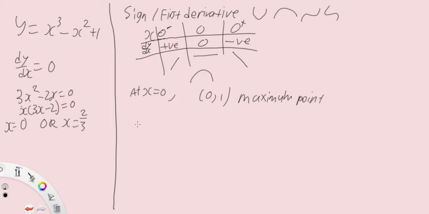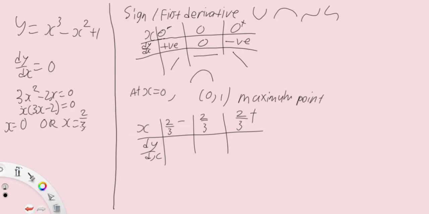If you do the same thing for 2/3, we have slightly less than 2/3, then 2/3, then slightly more than 2/3, with dy/dx. Going back to the derivative function, if x is slightly less than 2/3, x is positive and 3x minus 2 is slightly negative, therefore we have a negative gradient. At 2/3, we know that dy/dx is 0, so that's just 0. At slightly more than 2/3, 3x minus 2 is bigger than 0 and x is positive, so we have a positive gradient.